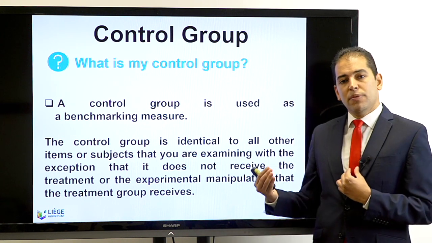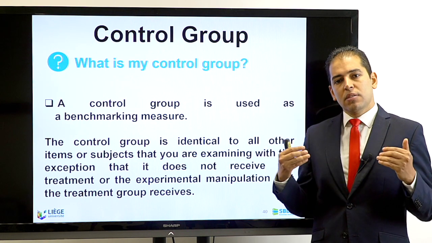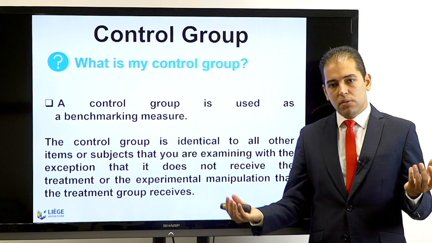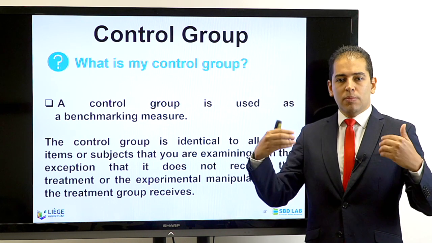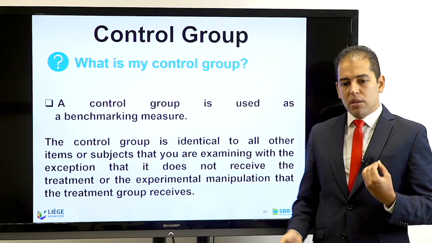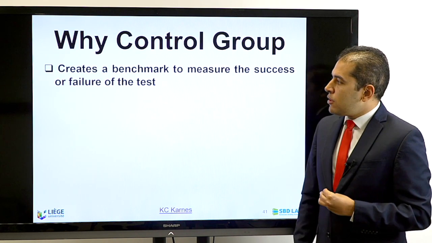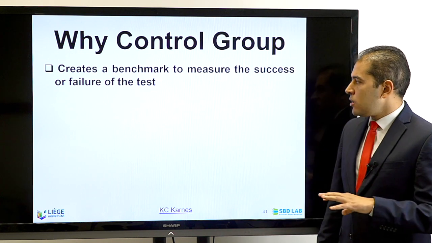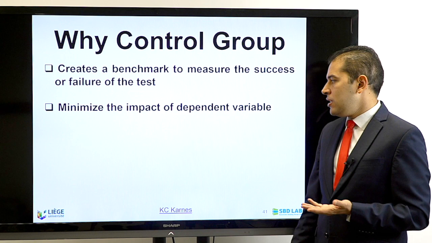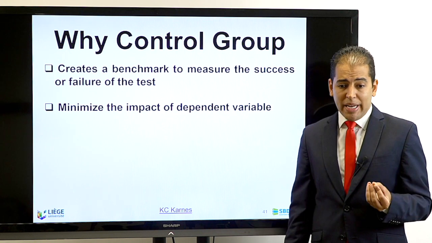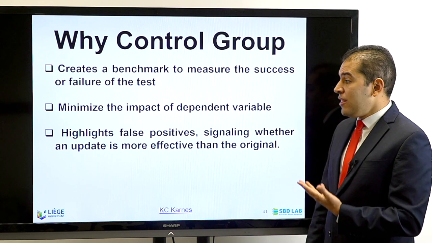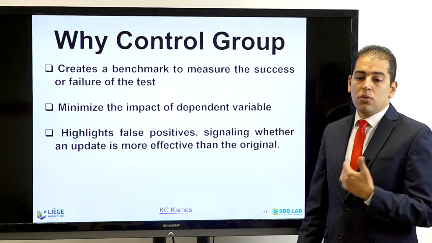So like we mentioned before, I have a pre-test. During the pre-test, I have a control group, I measure, and I have a treatment group, I measure. Then I do the test, so in the post-test, I measure the control group and the treatment group. Very important. Why do we need to have a control group? Because it creates the benchmark to measure the success or failure of my test. It will minimize the impact of the dependent variable, and it highlights false positives, signaling whether an update is more effective than the original or not.